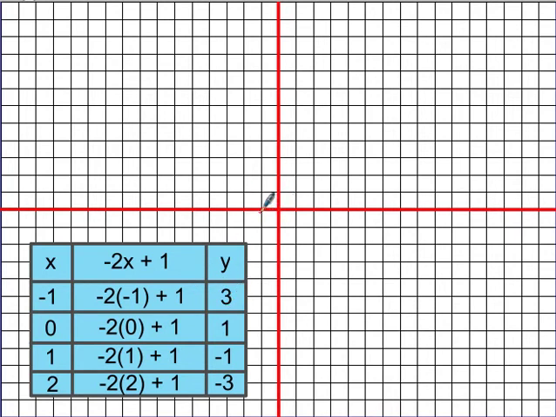The first one is negative 1, 3. The next point is 0, 1. Then we have 1, negative 1. And then we have 2, negative 3. And the whole point of what we're doing is that when we get these 4 points graphed, there should be a straight line that connects all 4 dots.